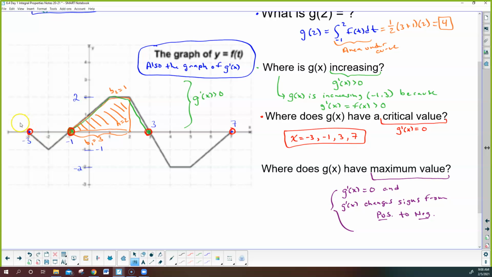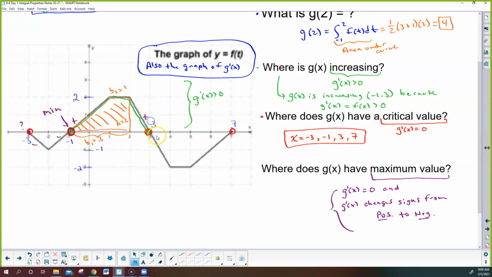Well, here I don't know if this is going to be a max or a min because of the way that there isn't anything on this side. But I do have a negative value because I'm below the x-axis. And I go from negative to positive here. So that means at -1, I go from decreasing slopes to increasing. That's a minimum on G at -1.